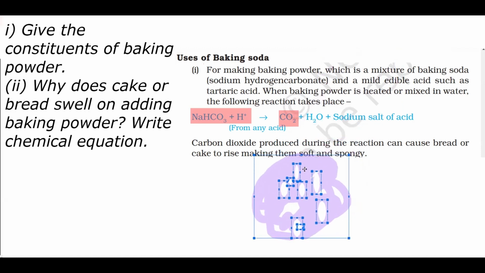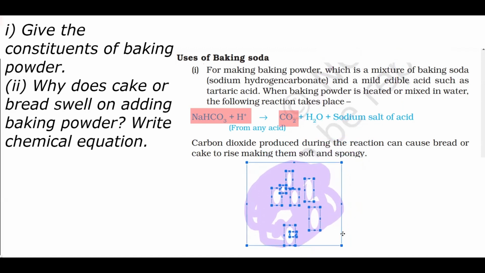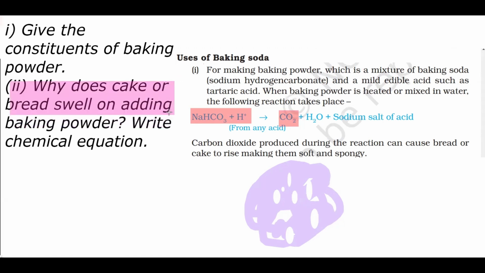As you can see, most of the breads you eat have these tiny pores because the carbon dioxide escapes out of it, making a dough. Now, if I read the later part of the question, it says, why does the cake or the bread swell? We know the reason, and we have to write down the chemical reaction in this case.